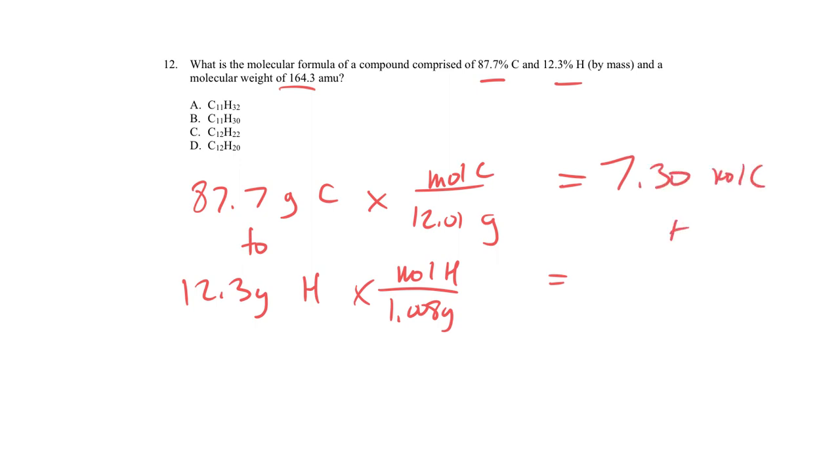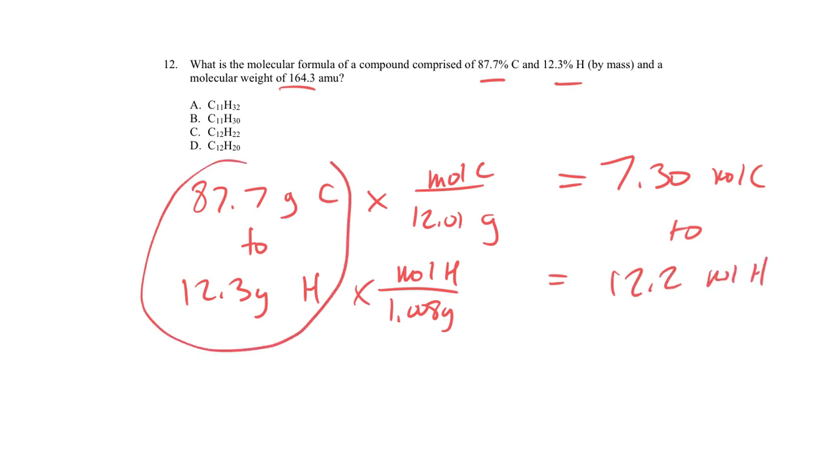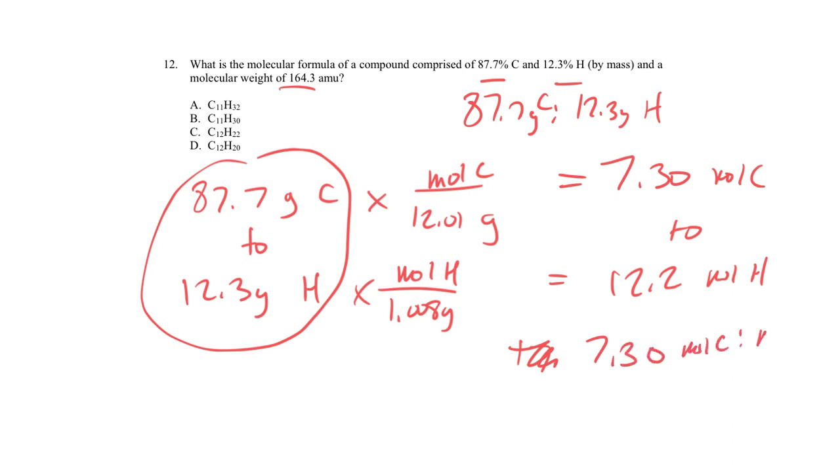7.30 moles of carbon are present in ratio to the sample for every 12.3 divided by 1.008. This actually isn't going to be CH. 12.2 moles of hydrogen. So we started with a ratio of masses. Now we get a mole ratio. We just need the simplest whole number ratio. 12.2 divided by 7.3 helps us get there.